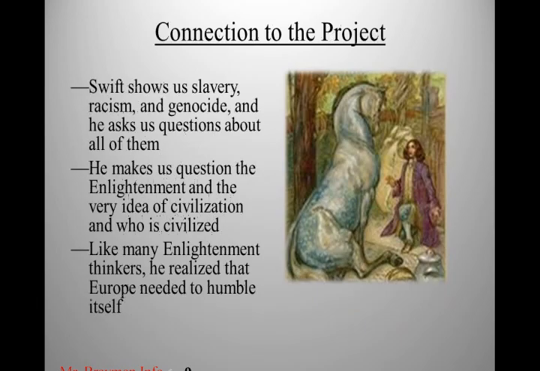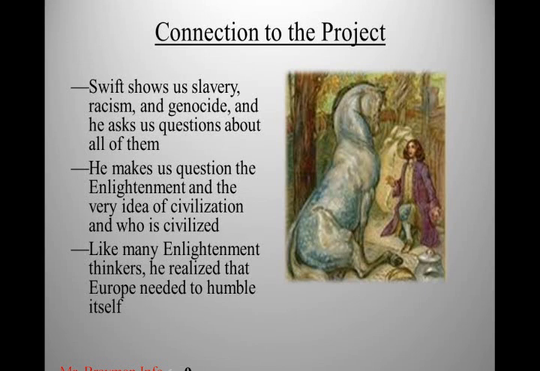And so once again, this connects to the project, right? Swift shows us slavery and racism and genocide, and he really asks us questions about all of them, although in this case, it's the horses with their perfect reason, the so smart horses, who end up committing slavery and racism and genocide. And again, he asks us these questions about the Enlightenment and really the idea of what it means to be civilized and who is civilized.